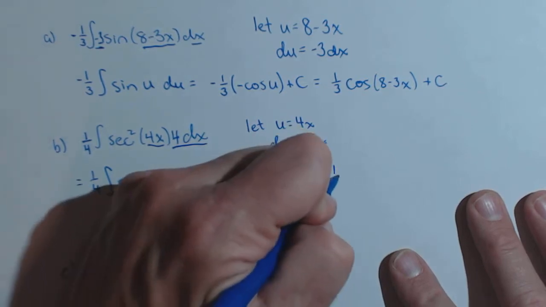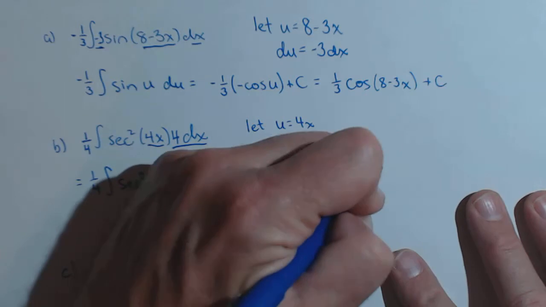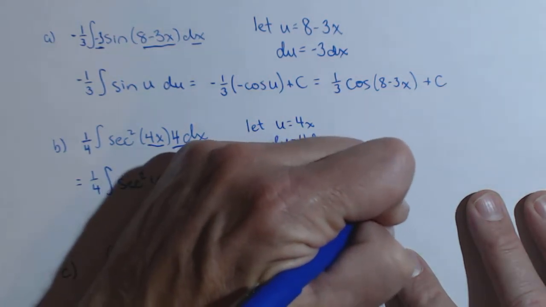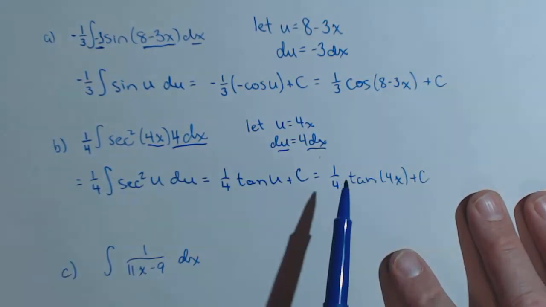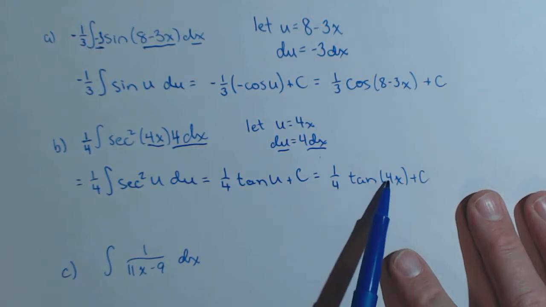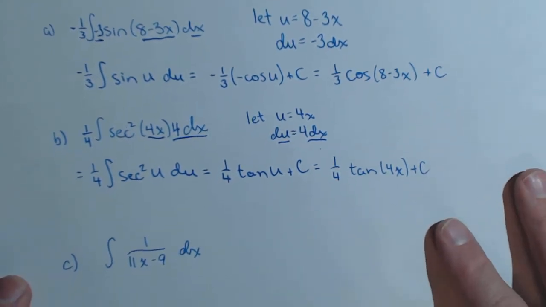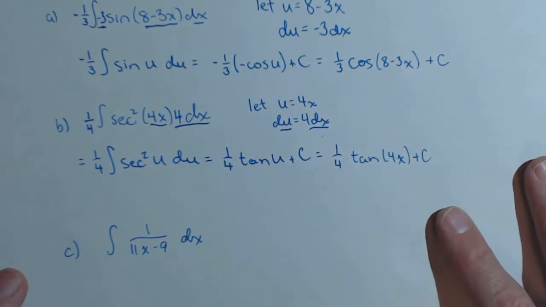And my last step is to substitute back for u, which was 4x, and I get tangent of 4x plus c. When you go to check this one by taking the derivative, what you're going to see is this 1/4 compensates for the chain rule that causes us to have to take the derivative of 4x. That's basically what these u substitutions are doing for us.